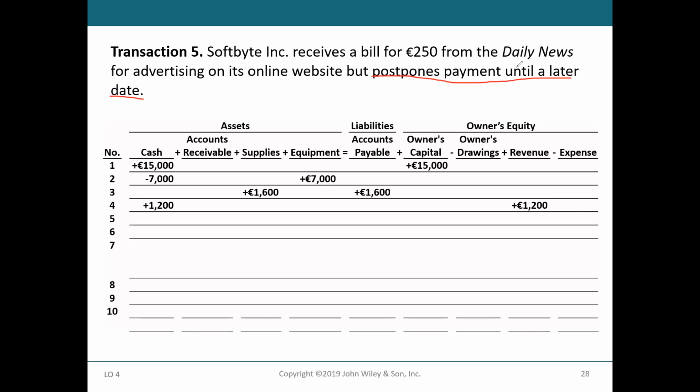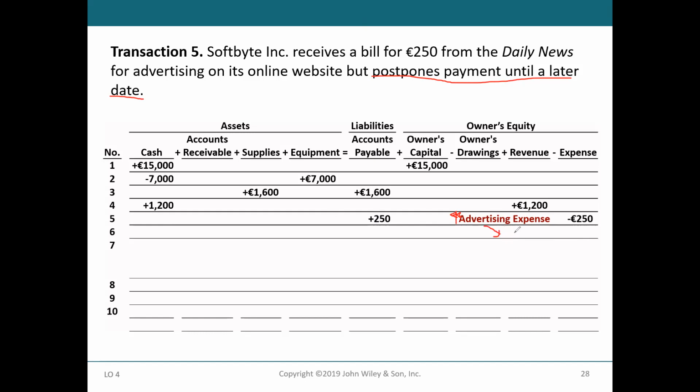So in this case, what happened? The $250 will increase the expense by $250 and accounts payable by $250. We call it advertising expense. Advertising expense increased by $250, all right? But when advertising expense increases, what happened to owner's equity?